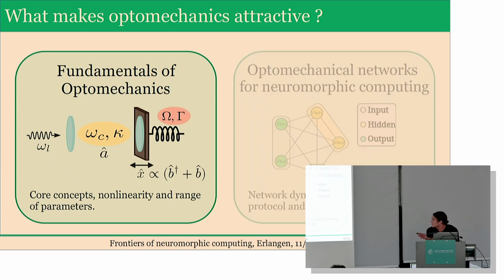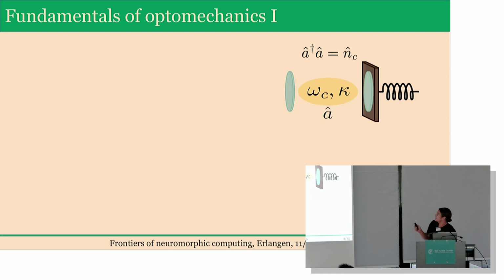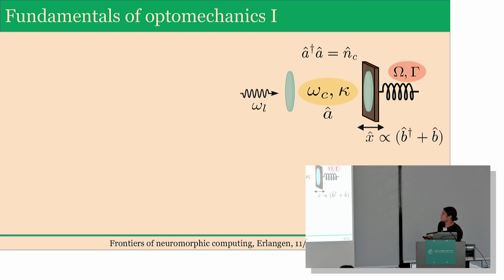So let's start with the fundamentals. The easiest way to picture an optomechanical system is that of a Fabry-Perot cavity, which is normally parameterized by the resonance frequency omega c and the cavity decay rate. But the feature is that one of the two mirrors is placed on a movable plate. This creates a natural coupling between the cavity population and the mechanical degree of freedom. And on top of that, we also have a laser input. This will allow us to control the whole system a bit.